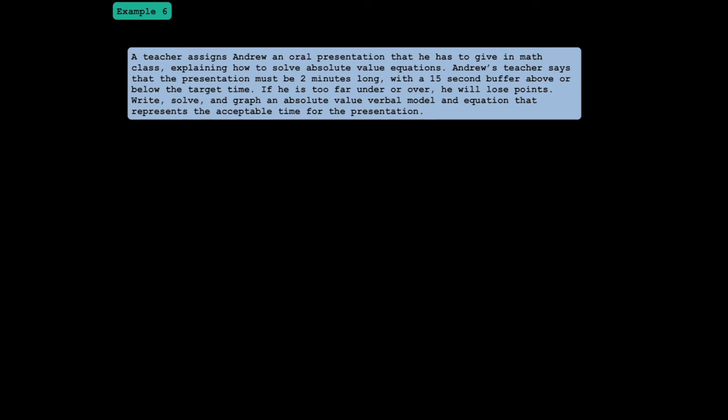Here in example 6, we have an application word problem. Pause the video to read the question to yourself and unpause it when you're ready to go over it with me. While you may be able to figure out the solutions to this without using absolute values, I'm going to show you how to solve this problem using absolute values. First of all, absolute error is equal to the absolute value of the actual time minus the target time. While this specific problem is dealing with time for a presentation, you can use the same setup for any other absolute value application as well.